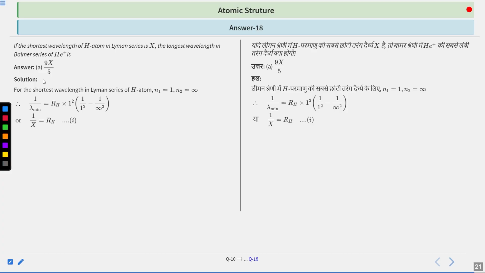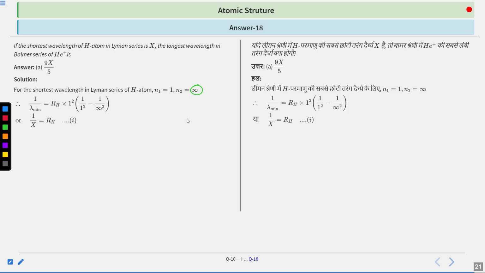For the shortest wavelength, the energy should be maximum, meaning the difference in energy should be maximum. For that, the electron should transit from n2 equals infinity. Again, I am repeating it: for the shortest wavelength, the energy difference should be maximum because E is inversely proportional to lambda. For that reason, we have taken the transition from the maximum outside, which is infinity. So the electron is coming from infinity to 1.